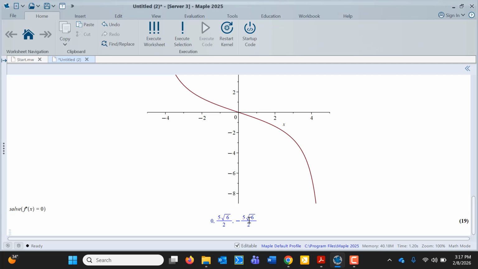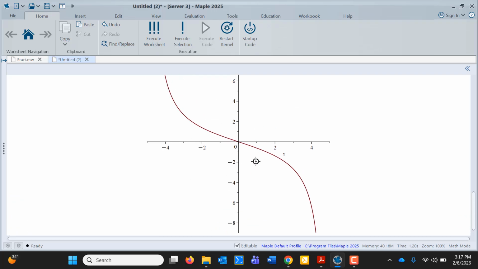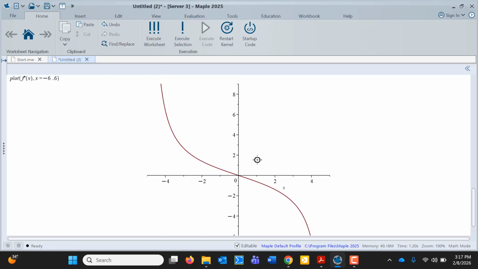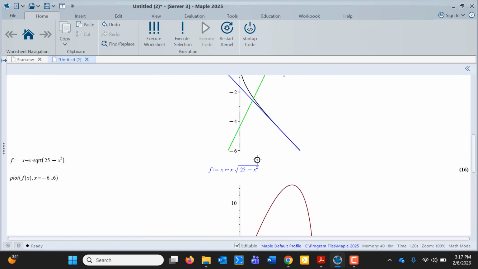Well, first let's get a sense of the size of those values as decimals. So I'm going to do eval f. Notice that this guy right here is 6.123, and this one is negative 6.123. So how come they're not showing up on the graph of f double prime of x? Well, let's go back up here for a second. Remember what we defined our initial function to be. It had the square root in it.